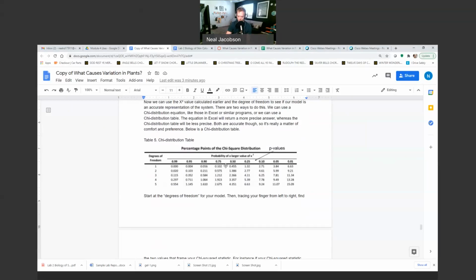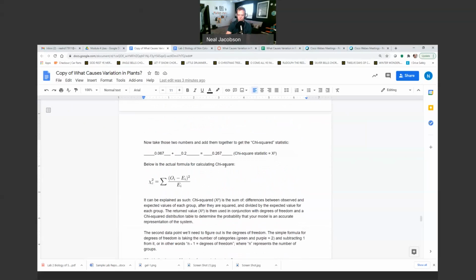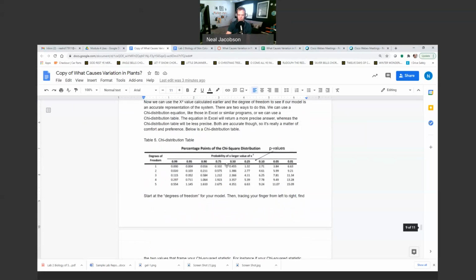So I know that my chi value fits somewhere between 0.102 and 0.455. What was it? 0.267, right? That's going to fit right in there. Probably a little bit closer to, I don't know, maybe it's right in the middle actually.